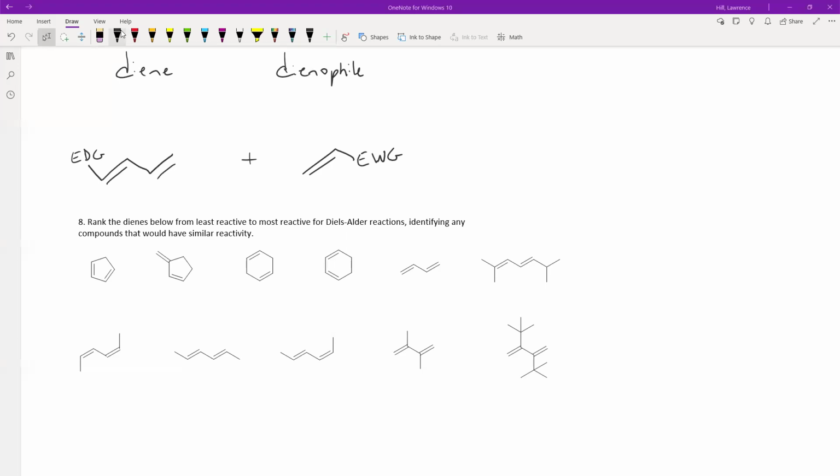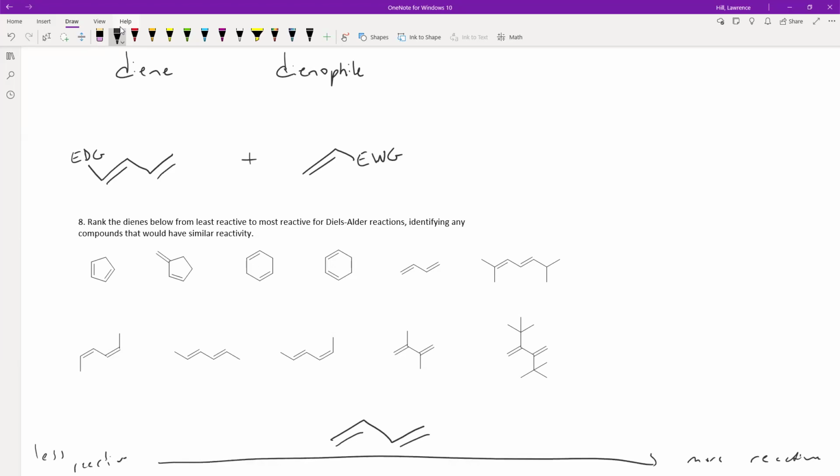So we start off by thinking about butadiene. Everything that I think about for Diels-Alder, for dienes, I start off with butadiene as my starting point. And then I ask myself, for a given diene, is it more reactive or less reactive? So we have this continuum, and then we just sort of place them. We know that cyclopentadiene is a very reactive diene. We've seen that a lot.